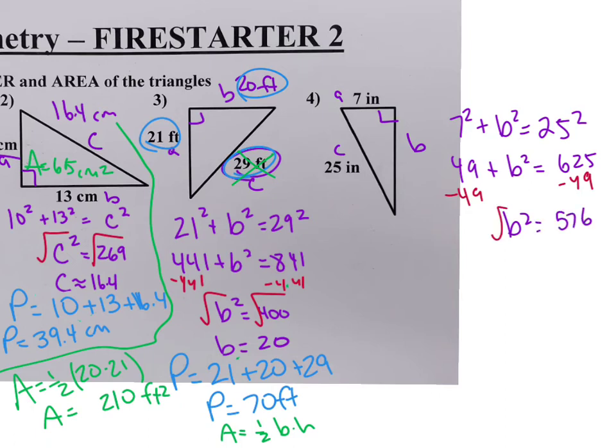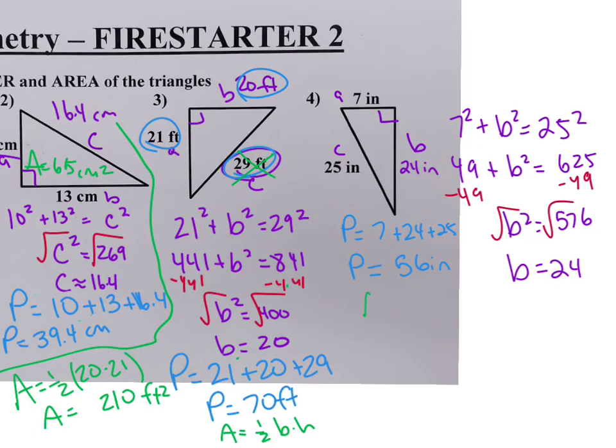Now I square root both sides because I've got to figure out what B actually is, not what B squared is. So the square root of 576 is 24. So my B becomes 24 inches. So now I know enough to find the perimeter. My perimeter is 7 plus 24 plus 25. So 24 and 25 is 49, plus 7. My perimeter is going to be 56 inches.